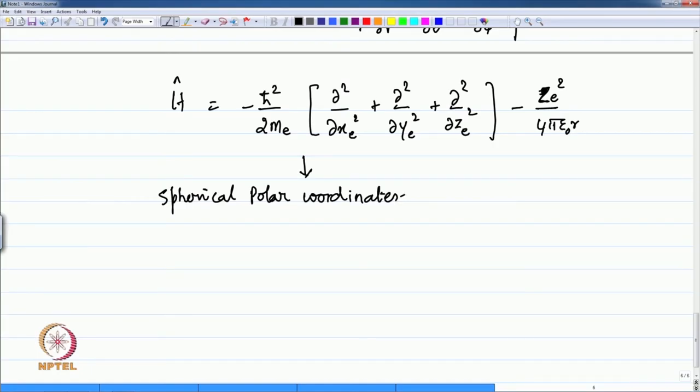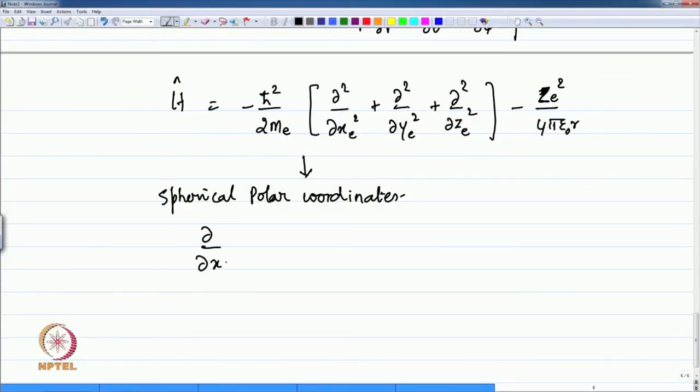Okay. That's not a trivial exercise, but it's not a very hard exercise. The derivatives, for example, dou by dou x of any function of x, y, z, are expressed in another coordinate system like r theta phi, if we have to express psi in terms of r theta phi. The derivatives are expressed using the partial derivatives of the coordinates with respect to the new coordinates.